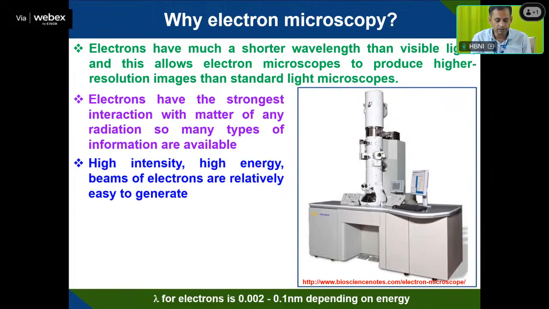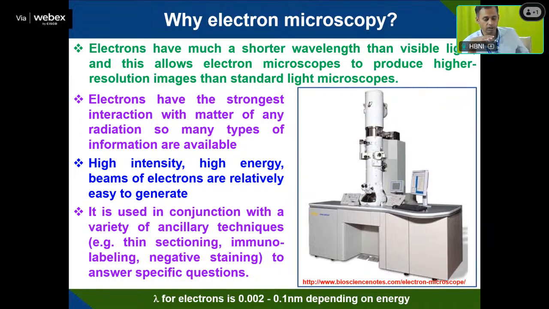And then electrons have the strongest interaction in comparison to optical light. Electrons have the strongest interaction with the nature of any radiation, so many types of information you'll be able to get. And there's high intensity. If you see the fluxes, they are very high. High energy beams of electrons are relatively easy to generate. You can use thermionic emission where a high energy electron beam can be generated by using different magnets, like magnetic lenses, so that the acceleration speed of the electron can be attained, and you'll get highly energetic electrons.